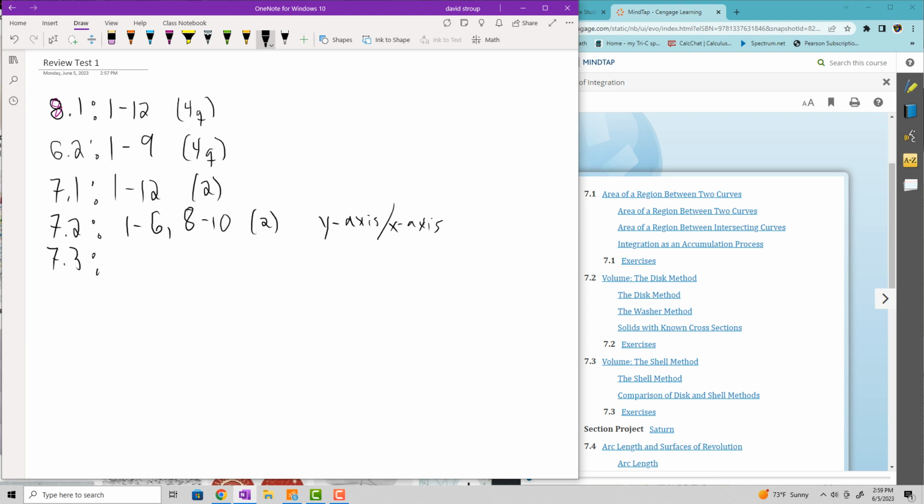7.3, we had the shell methods, so problems like 1 to 7, and again, I'll take about 2 questions from those. And then finally 7.4, questions like 1 to 7, and again, I'll be taking 2 of those.